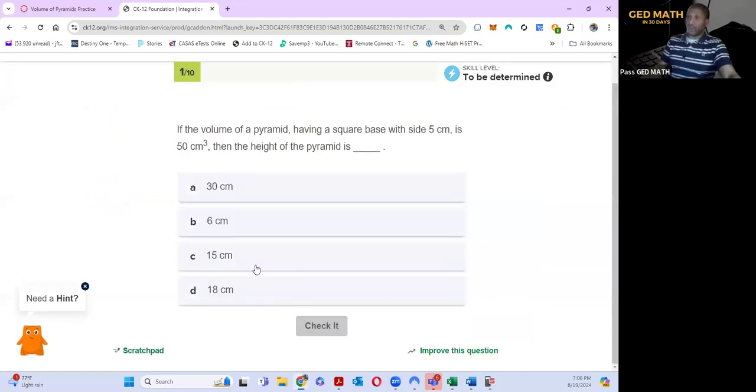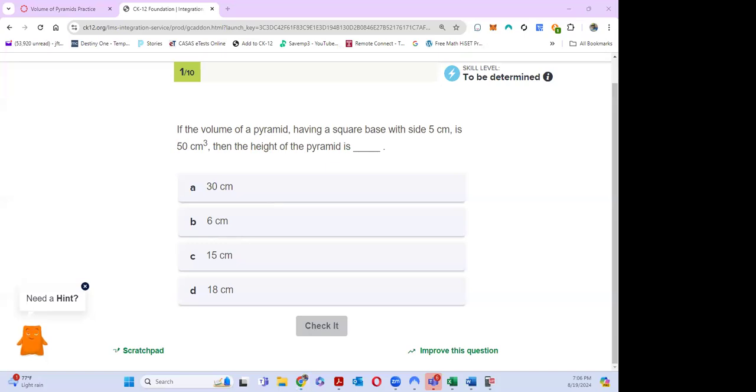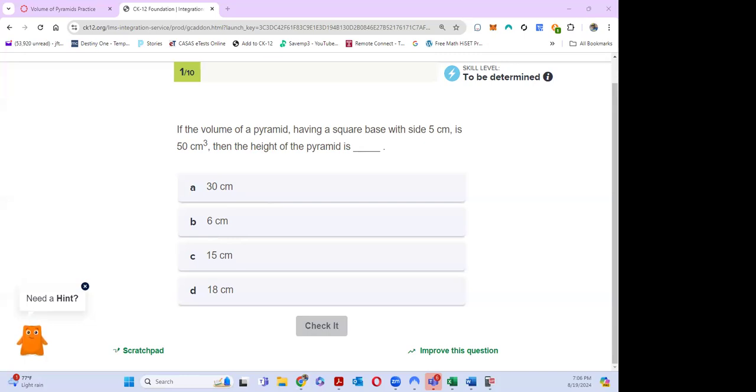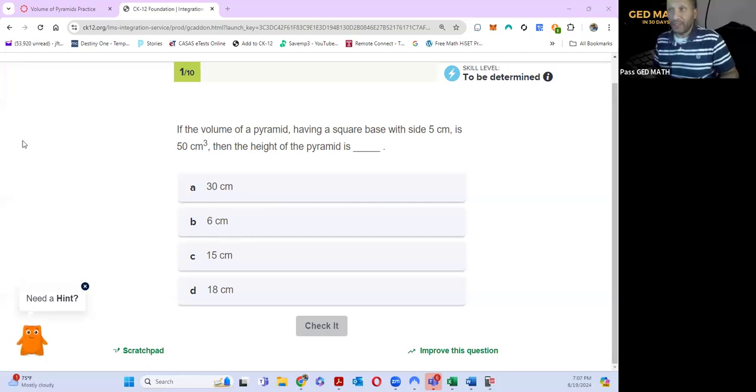Now let's go to the next question. If the volume of a pyramid having a square base with a side of 5 centimeters is 50, then the height of the pyramid is what? So now they switched it up. Now you're becoming anxious, becoming frustrated. I don't know how to do this problem. This is what I want you to do. Take a deep breath. Mr. Tinsley said, what are they asking? Mr. Tinsley said, identify your givens.